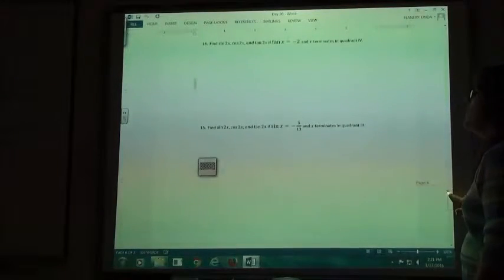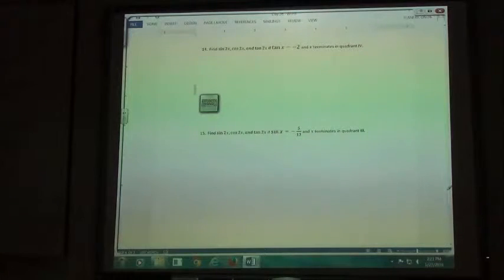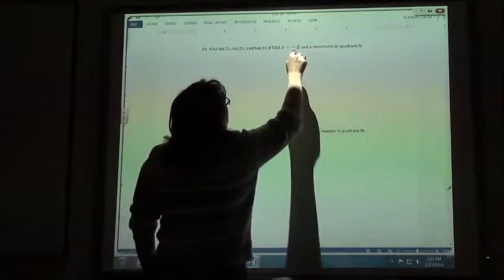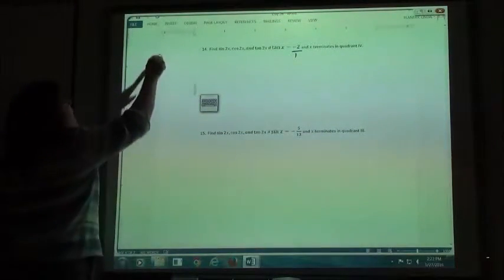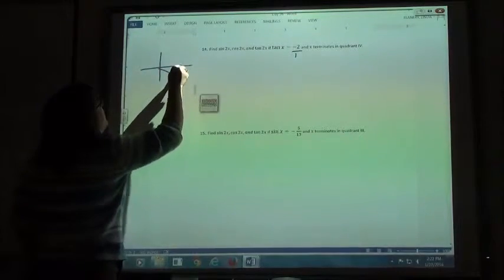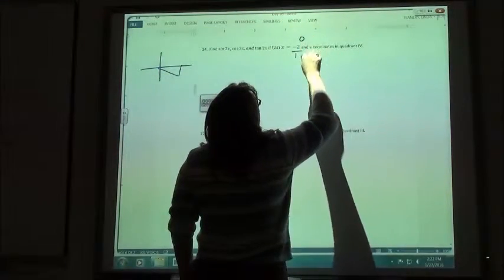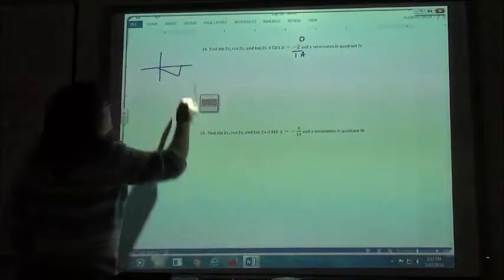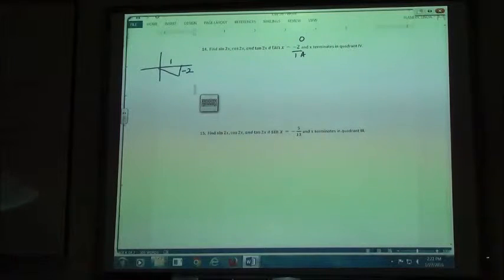Number 14 then, same kind of thing. Find the sine of 2x, cosine of 2x, and tangent of 2x if the tangent of x is negative 2, which means I have negative 2 over 1. Quadrant 4 is where we're at. So quadrant 4, we are going to have tangent, which is opposite over adjacent. So we're going to have negative 2 and 1 there for our two sides.